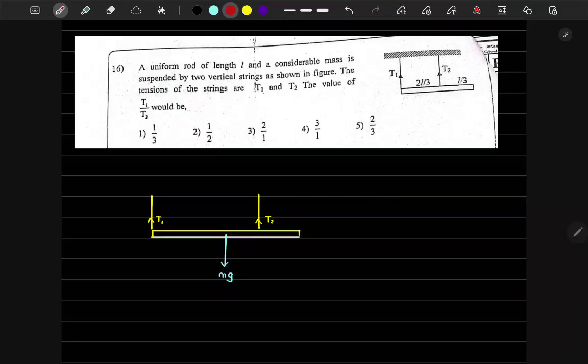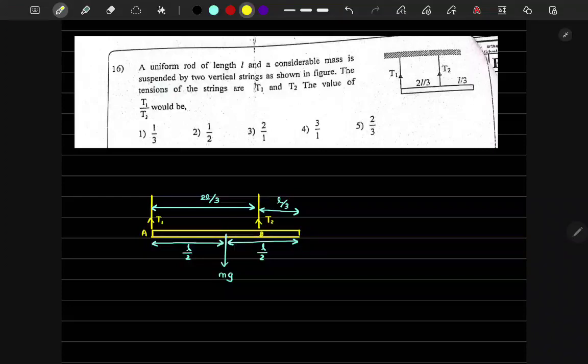Now let's mark the lengths as well. This would be L over 2. This would be L over 2. And they have given us that this is L over 3, and this is 2L over 3. Now I'll name this point as A and this as B.